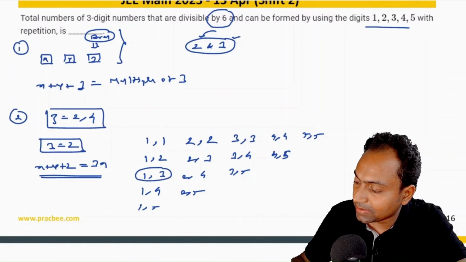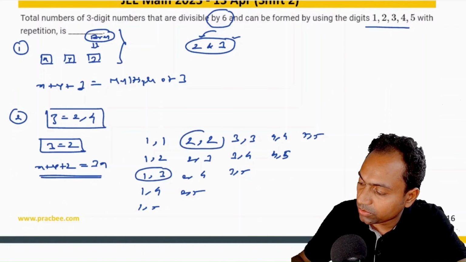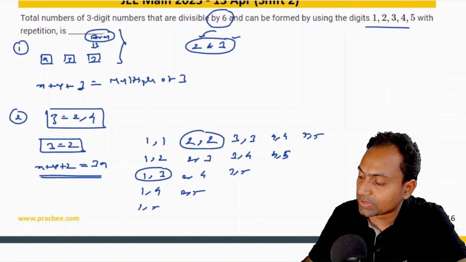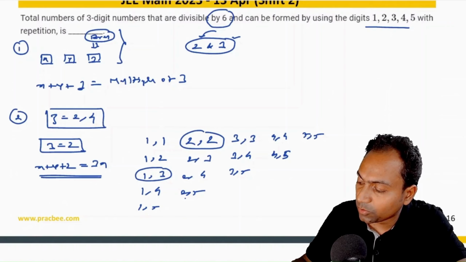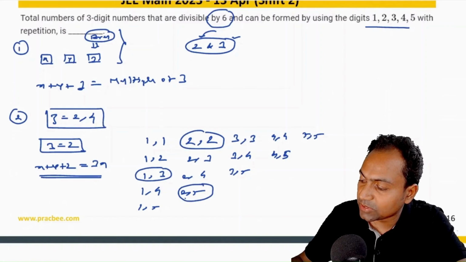Then if I take another as nothing but 2, 2, then 2 plus 2 is 4, 4 plus 2 is 6. Again it will satisfy. 2 plus 5 is 7 plus 2 is 9. It will never satisfy. 2 plus 5 is 7 plus 2 is 9. This will also satisfy. 3 plus 3 is 6, 6 plus 2 is 8, will not satisfy.